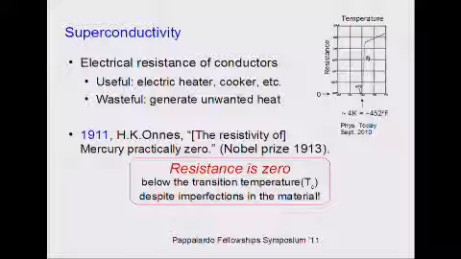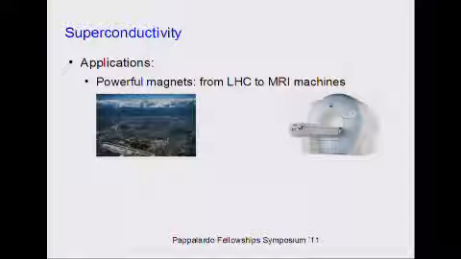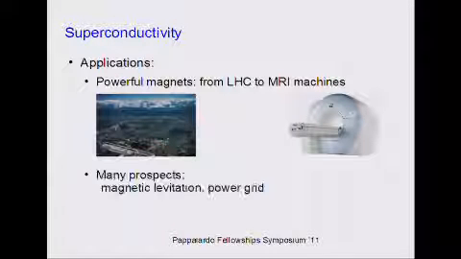So one message I want you to take away is that superconductivity is about zero resistance. This happens below a particular temperature we call the transition temperature, and it happens despite imperfections in the material. So we have this wonderful phenomenon of superconductivity. Is that really useful? Yes. Superconductors have been used to make very powerful magnets. This has been used from large machines like the Large Hadron Collider to small machines like the MRI machines in hospitals. It also has many other promising future applications like magnetic levitation trains or power grids.